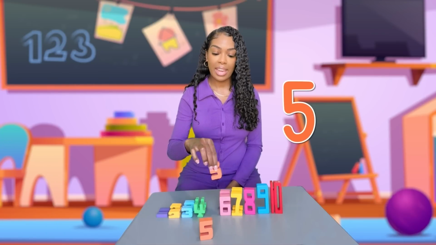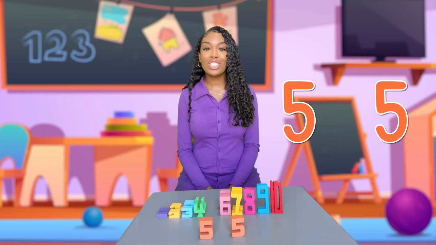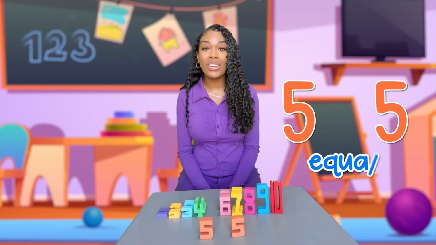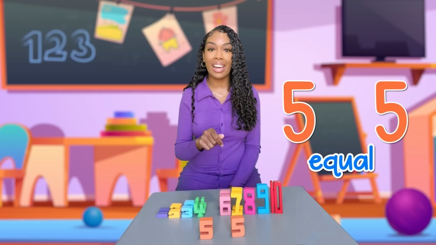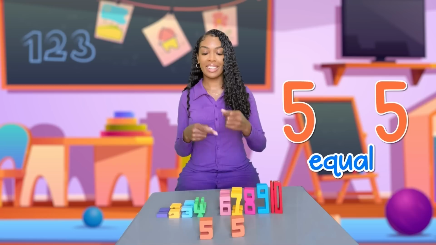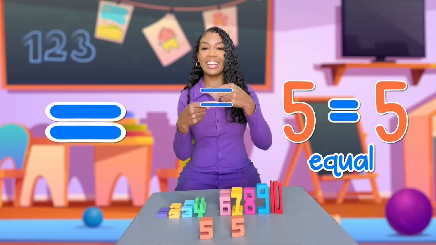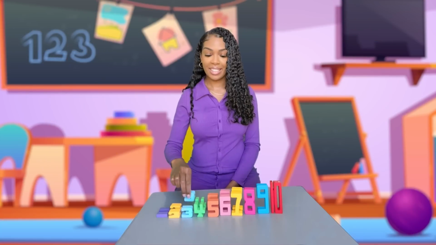5 and 5. Which one is greater? They're equal. 5 is equal to 5 because they're both the same number. Which symbol will we use for equal? Very good. 5 is equal to 5.